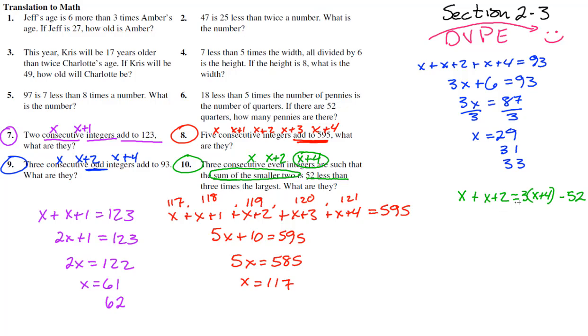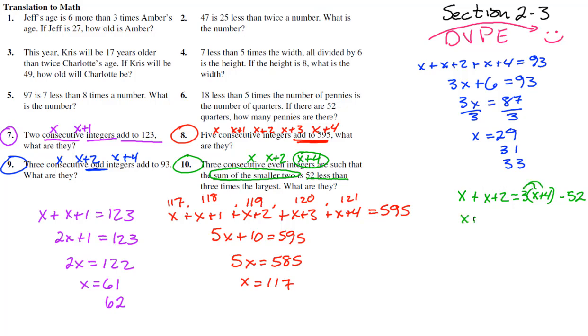Ooh, you may need to go back through that again and see how we did that. The sum of the smaller 2, there's the smaller 2, is such that, or equals, 52 less than 3 times the largest one. Oh yeah, okay, so look, we now have an equation. We know how to do this. Do we have any parentheses? Yep, let's distribute that in.